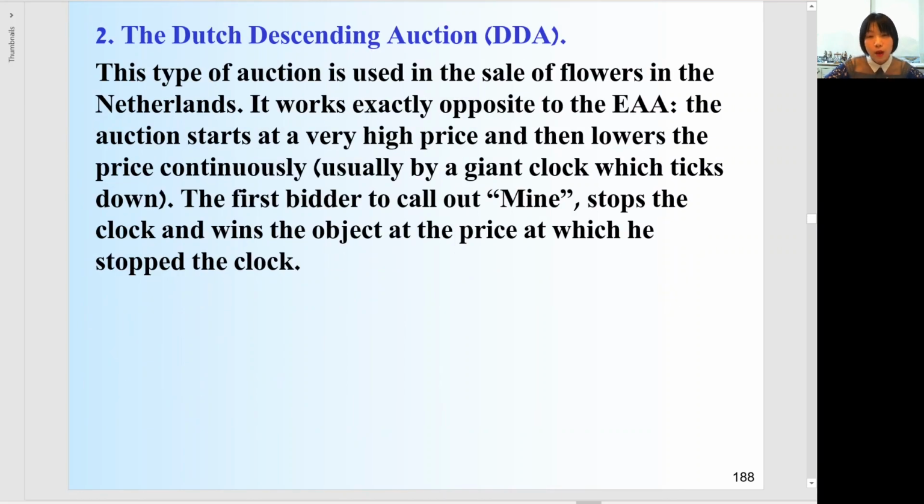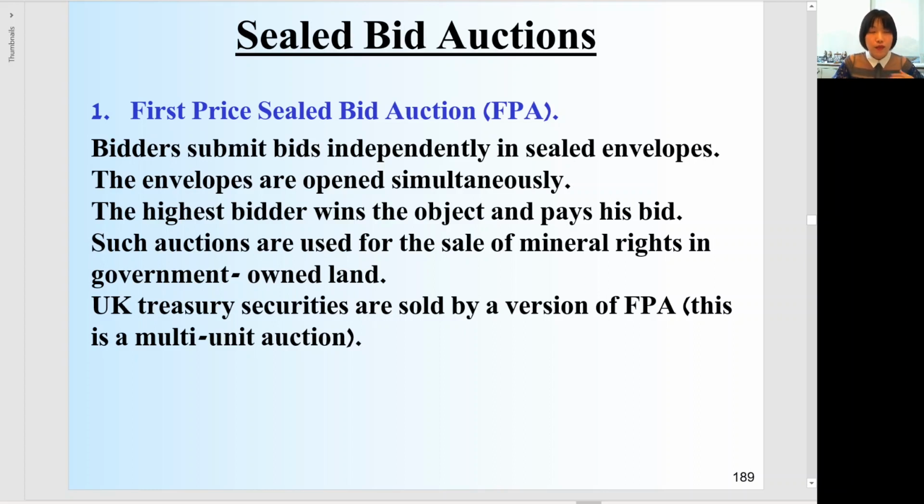The next type of open auction is Dutch descending auction. So it's the opposite of EAA. The auction starts at a very high price and continues to drop. It keeps dropping until one bidder shows interest at the current price, so he calls out and grabs this item. Then the price will stop dropping. The winner is selected, he wins the item and pays the price. In open bid auctions, everything is open, and there are basically two types. One is that the price keeps rising and the other is that the price keeps dropping.